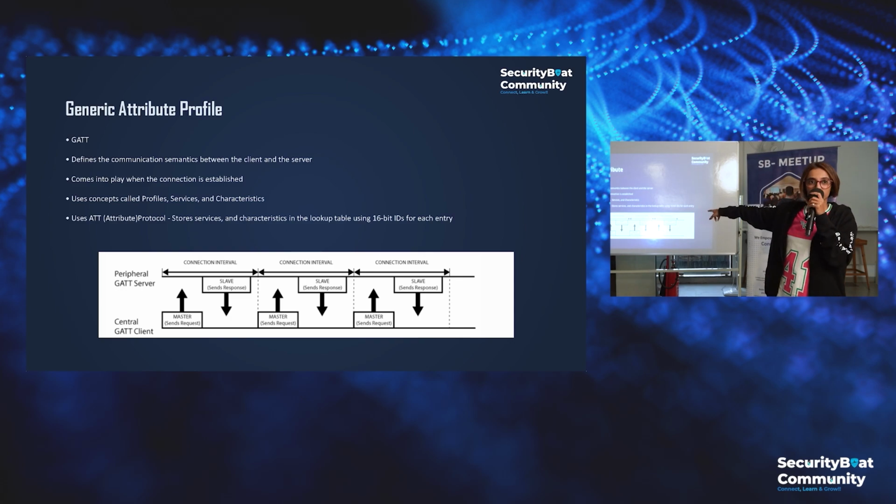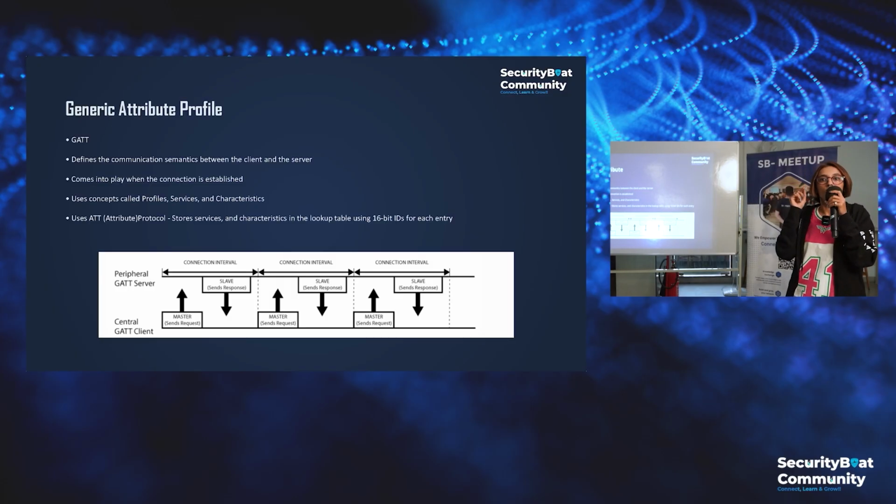Then there are characteristics. Now what are characteristics? Nothing but the data. 500 steps. Steps becomes the service and 500 becomes the characteristic. Now why these are important is, you can manipulate this data. And that is how you can manipulate Bluetooth, how its function works.